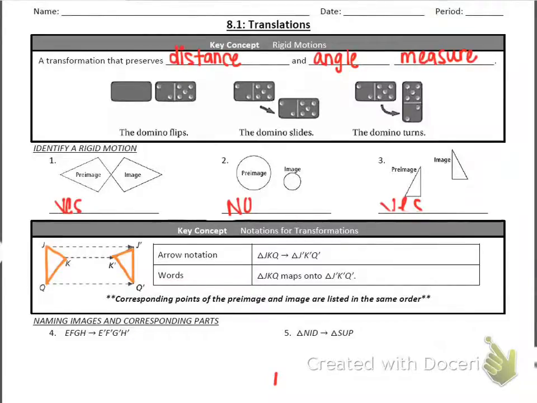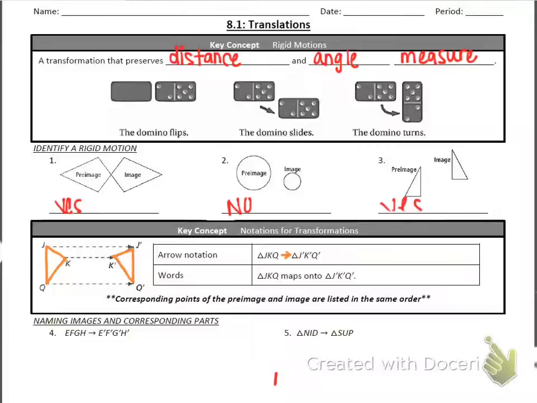In arrow notation, that just means it's like mathematical language. So this is saying triangle JKQ, and that arrow means maps or transformed into triangle J prime, K prime, Q prime. So in math language, that arrow means maps or transformed. So we can use arrow notation, or we can just write it in words. Triangle JKQ maps onto triangle J prime, K prime, Q prime. So in words, you can also write it out.